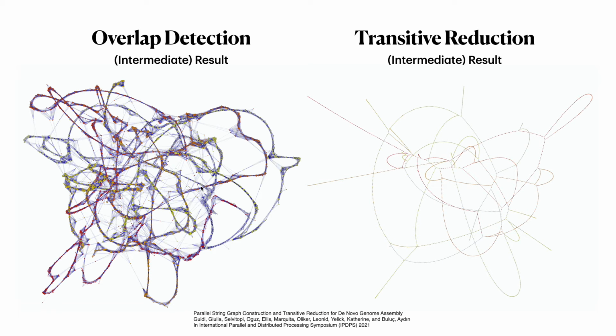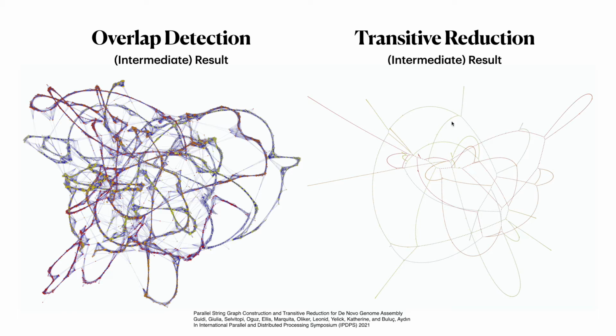This gives an example of what a real overlap graph and string graph look like. This shows an E. coli data set and the overlap graph representation. We had a previous paper which describes how to transitively reduce an overlap graph into a string graph in distributed memory, and that's listed here.